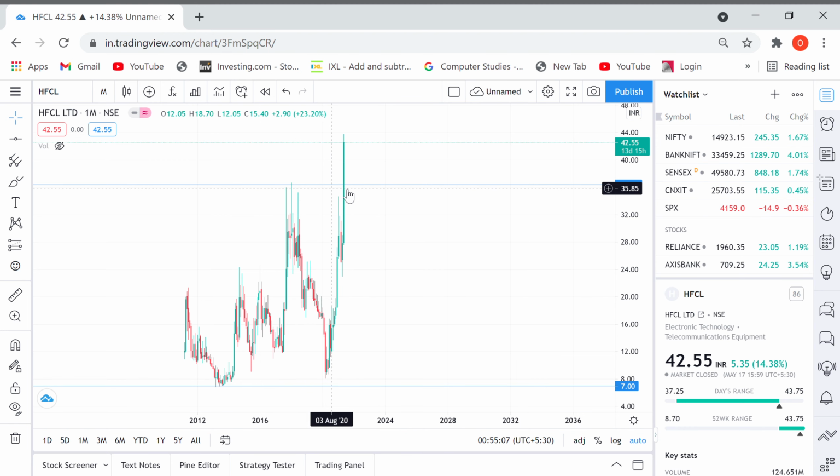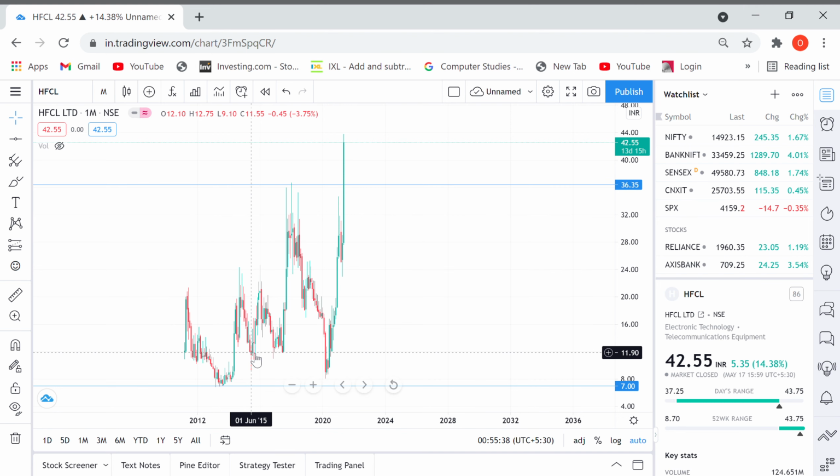I took an entry on this stock at around 37. I will keep a stop loss of 35, and I am very bullish on this stock moving to 60 plus levels in the times to come. Now, what is the reason? If you see from 2011, 2012, the stock has a range from 7 to 36. 7 to 36, the stock has a range.